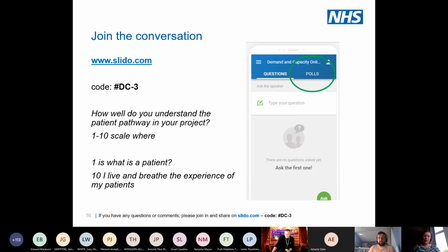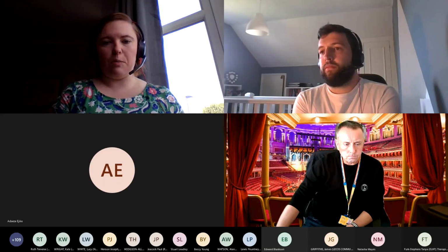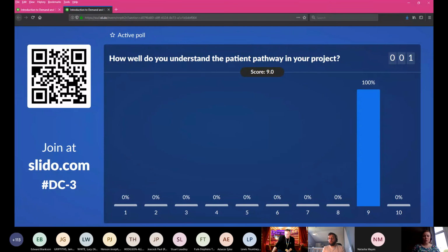Okay, so we're going to go on to our next Slido question. So if you go onto your Slido tab or phone or whatever, we're looking at how well do you think you understand your patient pathway and how it relates to the project that you're doing as part of this course.